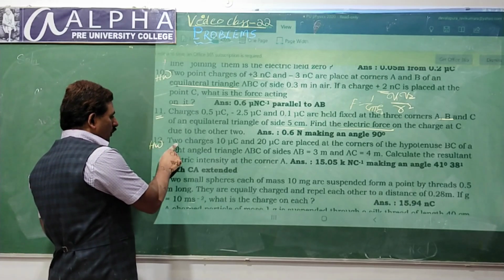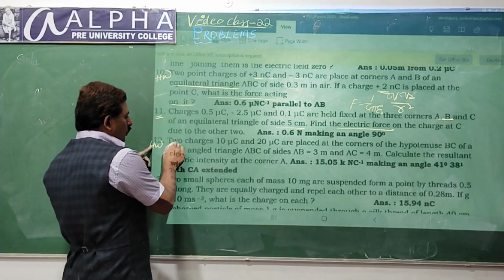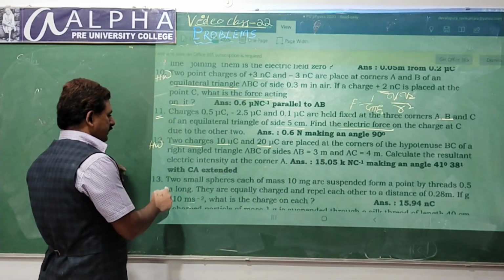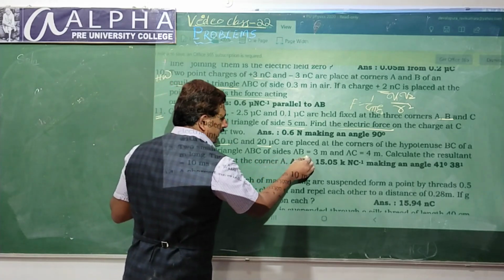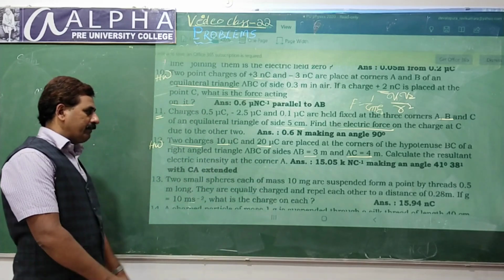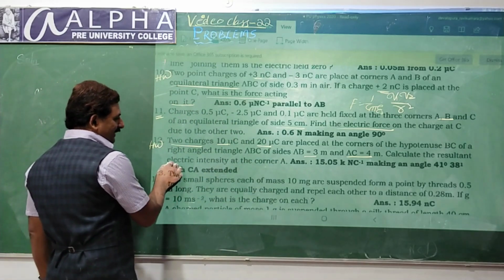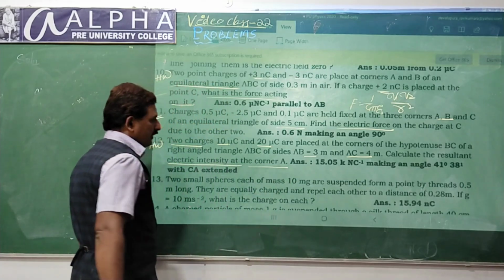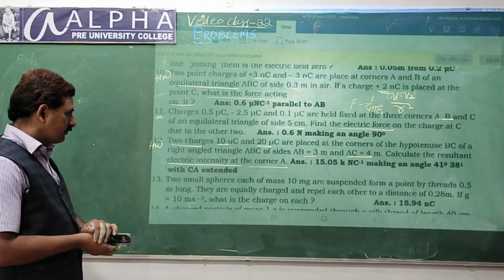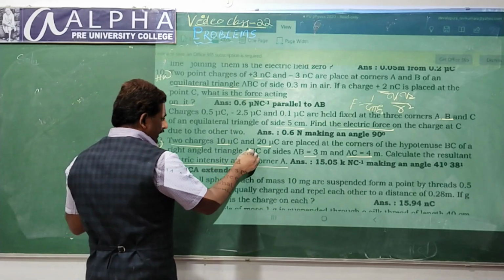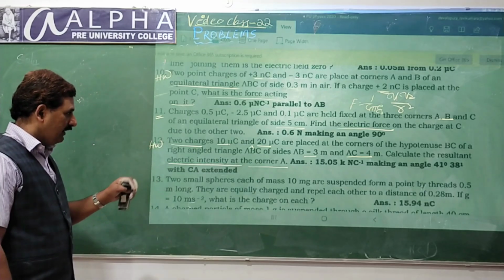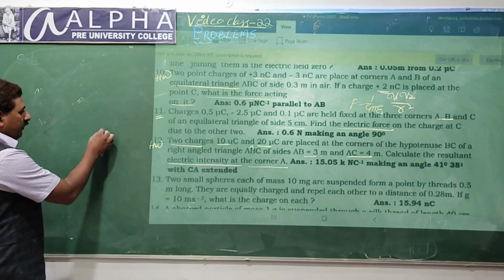First one, this homework, 12th one. 2 charges 10 micro, 20 micro are placed at the corners of the hypotenuse of a right angle triangle, side lengths AB 3 meter, AC 4 meter. He has already given AB, AC. Calculate the resultant electric intensity at corner A, right? At corner A, you have to find the resultant intensity. What is the right angle here? Right angle is this, right? Right angle is this. Can you try this? Try, and I'll give a hint, very simple.